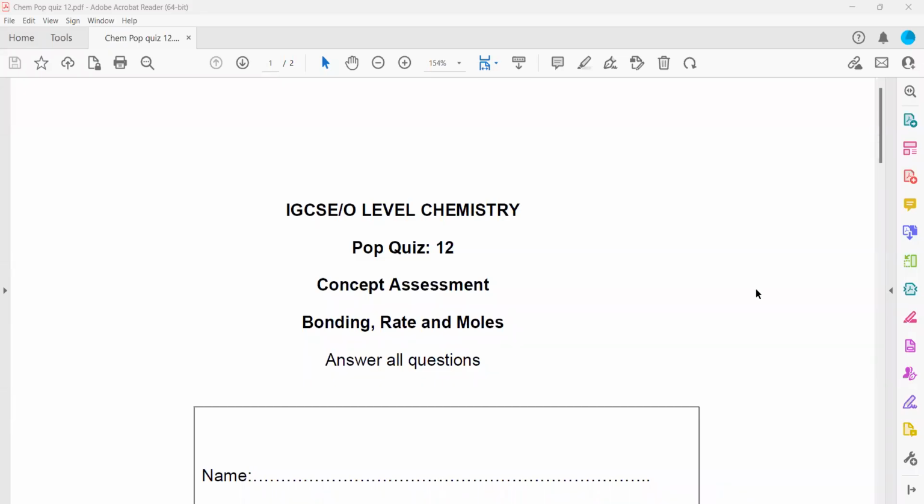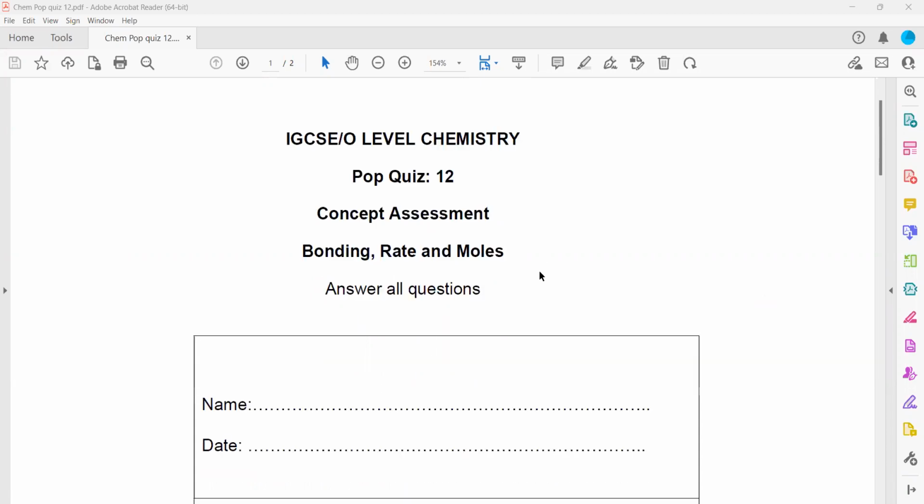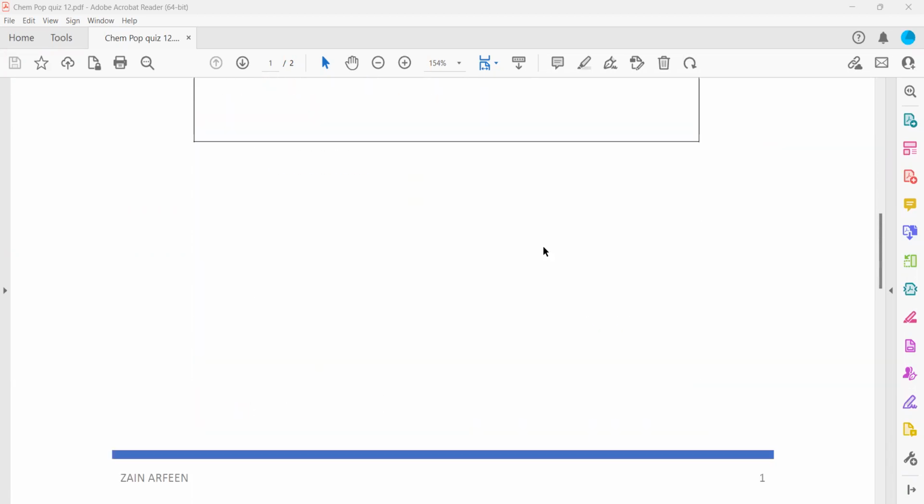Starting with the question 12, which is related to Bernoulli rate and modes, as well as the reversible reactions.